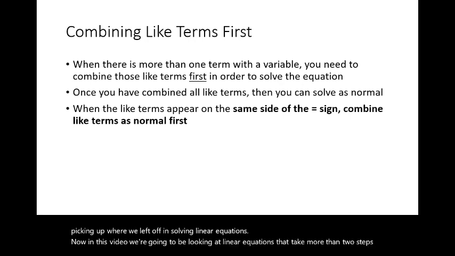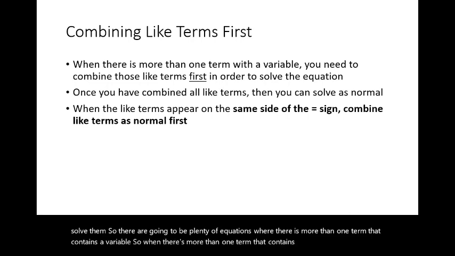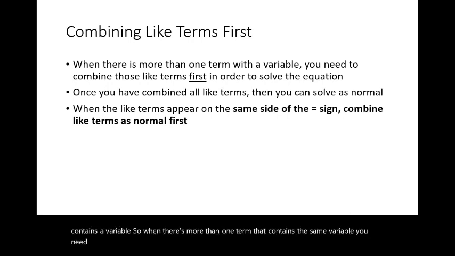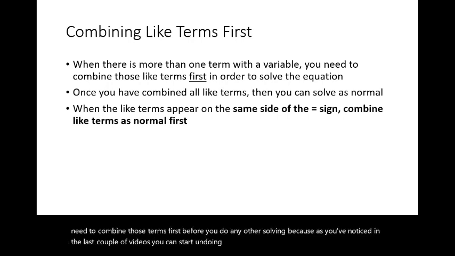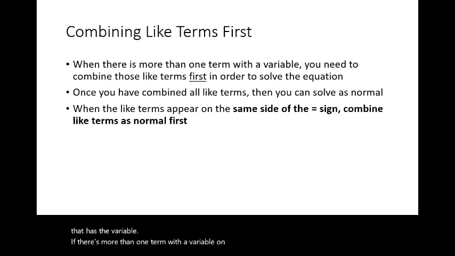So there are going to be plenty of equations where there is more than one term that contains a variable. When there's more than one term that contains the same variable, you need to combine those like terms first before you do any other solving. Because as you've noticed in the last couple of videos, you can start undoing the operations only when there's only one term that has the variable. If there's more than one term with a variable on it, you need to combine like terms first.